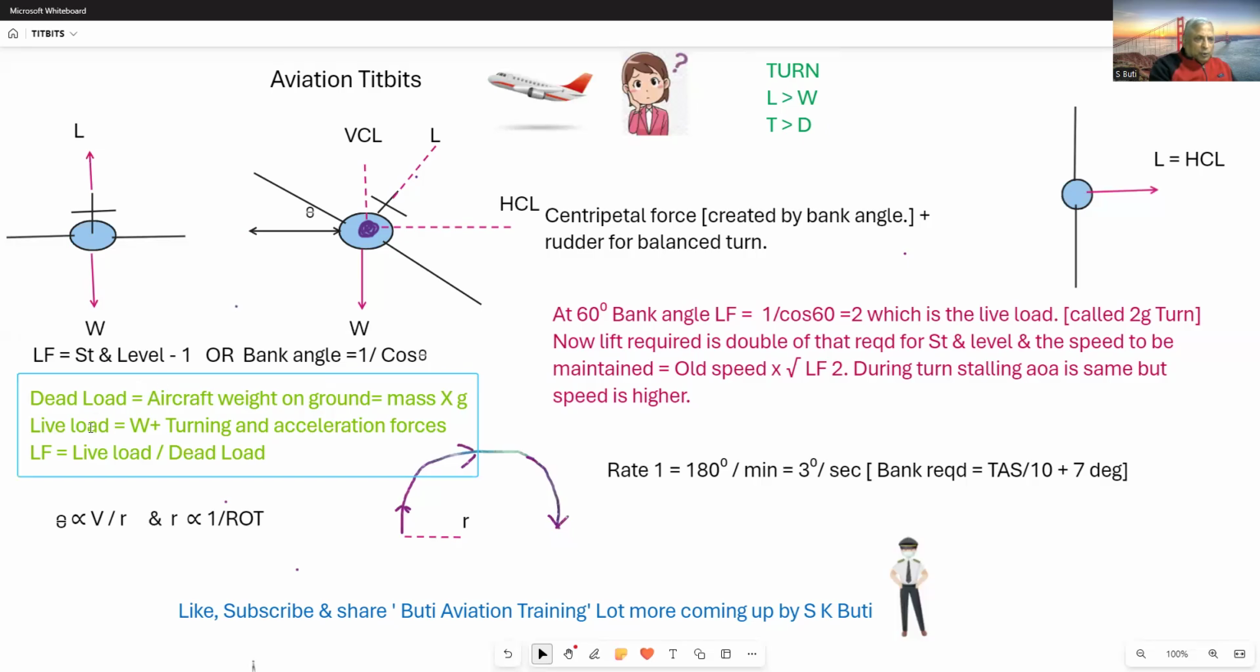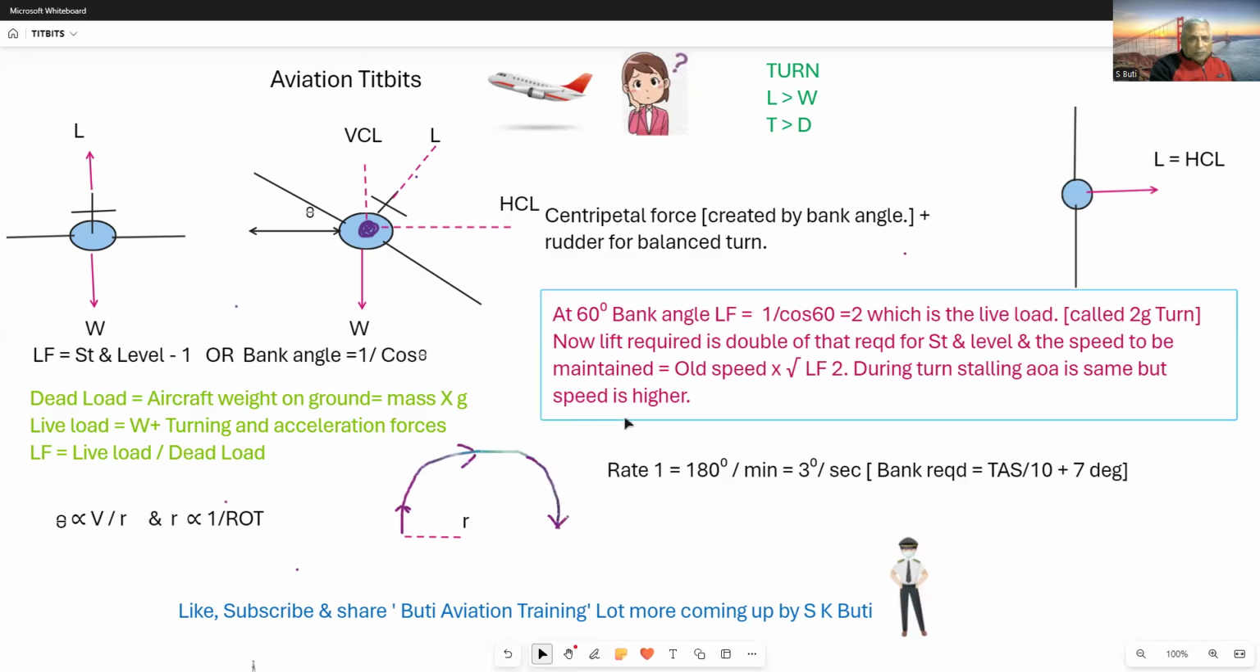Whereas in the air, during a turn, the weight of the aircraft becomes more, which is called live load. It is weight plus the turning and acceleration forces, which have to be looked after by the lift. Live load by dead load is known as the load factor. The value of load factor is 1 by cosine theta, that is the bank angle. At 60 degrees, for example, the load factor is 1 by cosine 60, which is 2, which is now your live load. And this turn will now be called a 2G turn.